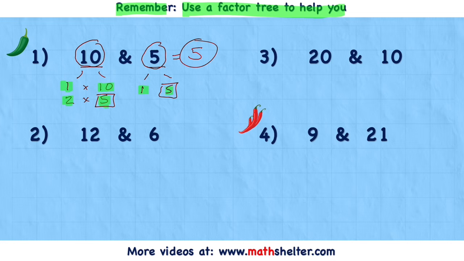Let's look at number 2 with 12 and 16. And again, do my factor tree. I would have 1 and 12, 2 and 6, 3 and 4. And I don't need to do 4 because I knew that would be 3, and I've already done that. So I have my factors. Now let's look at 6. I would have 1 times 6, and I can do 2 times 3. And then 3 times 2 I don't need to do because I've already done it. So I've completed my factor tree.